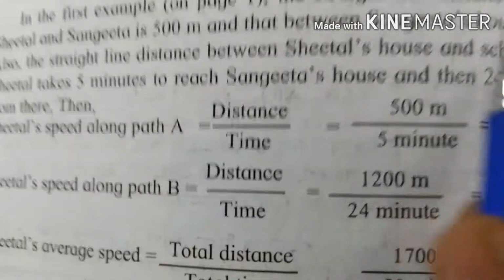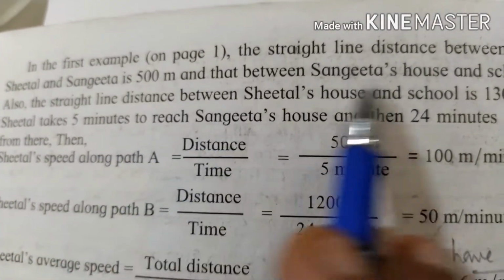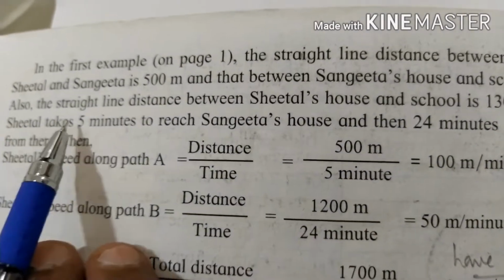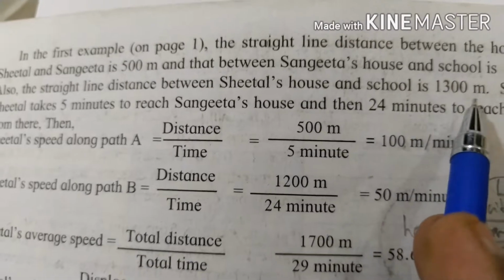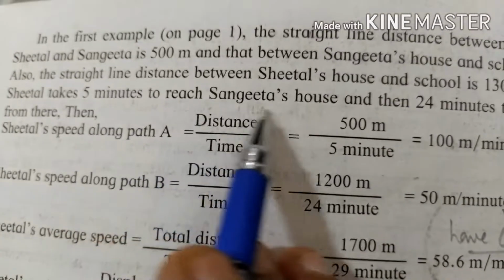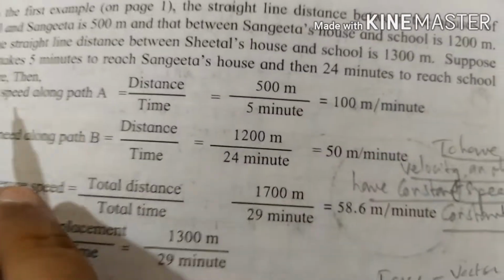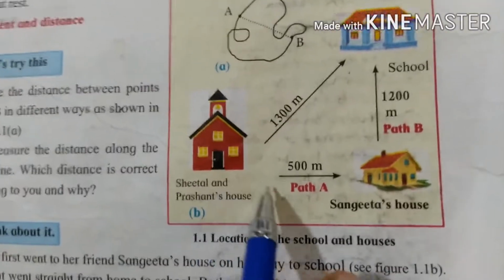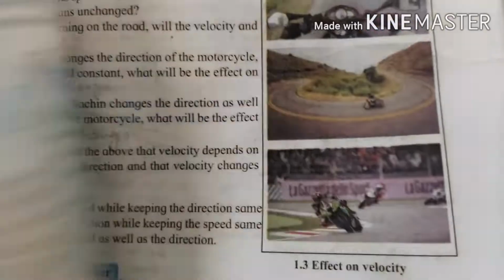Now what is the difference between the 500 meter and the 1200 meter? Also, the straight line distance between Sheetal's house and school is 1300 meter. Suppose Sheetal takes 5 minutes to reach Sangeeta's house, and then 24 minutes to reach school from there. So you see here it takes 5 minutes and then 24 minutes to go to the school.